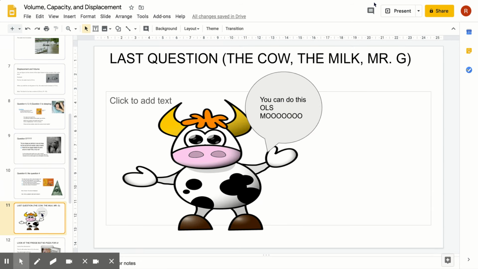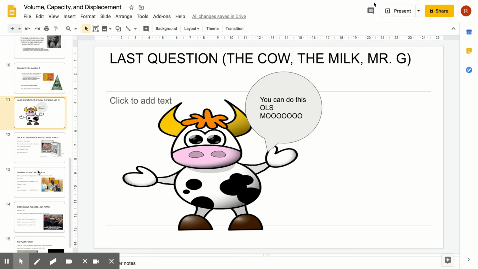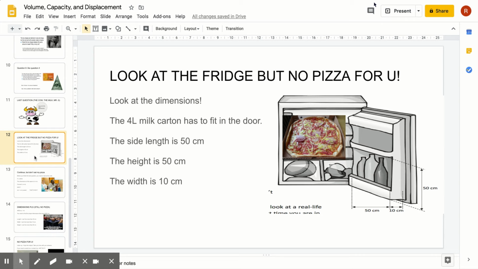Last question is the cow, the milk, and Mr. G. You can do it. Next slide. Look at the fridge, but no pizza for you. There is a milk carton that you have to create. You don't actually have to create a milk carton. I just thought if you wanted to, go for it. But the milk carton has to fit in the side door of the fridge. But if you look at it, the side length is 50 centimeters, the height is 50 centimeters, and the width is 10 centimeters. All right.